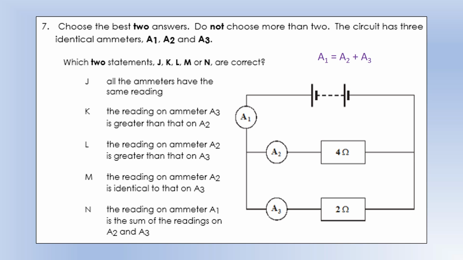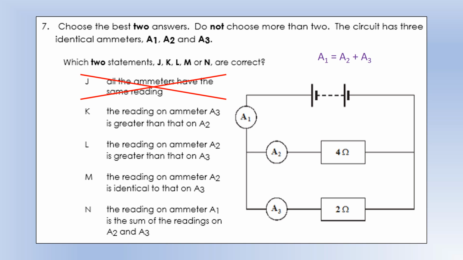All ammeters have the same reading? Nope, not possible, unless they were all 0, I guess. The reading on ammeter A3 is greater than that in A2. Well, A3 is going through the smaller resistor, so yes, I would agree with that statement.